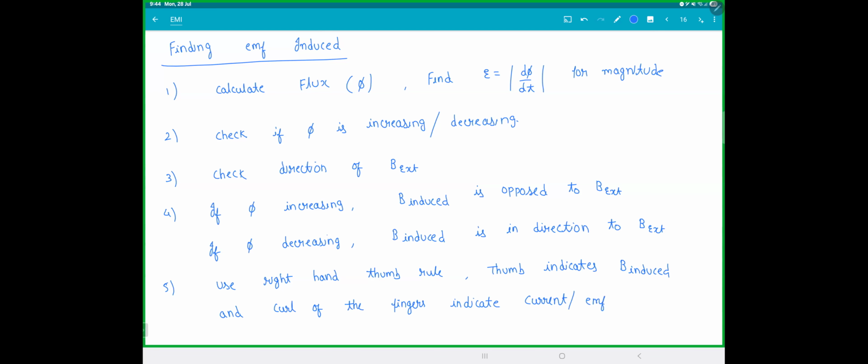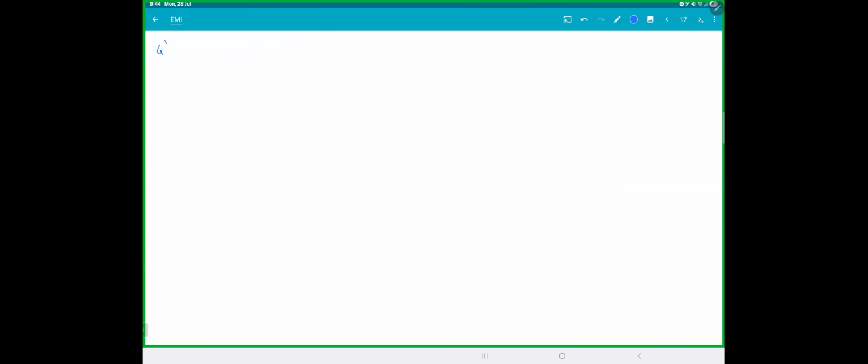This is the biggest headache in the chapter, like the starting part. How do you get the direction? Clear with this? So let's see a question on this, and I'll show you something. So let's say we have a fixed coil here. We have a magnet, north south, coming this way with V. Observer is here.